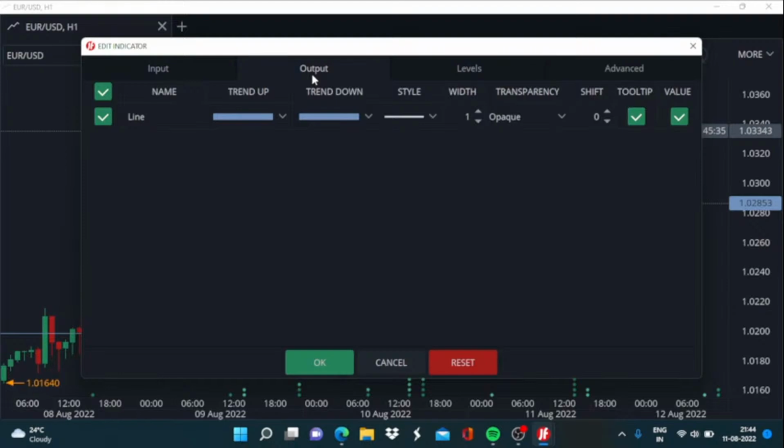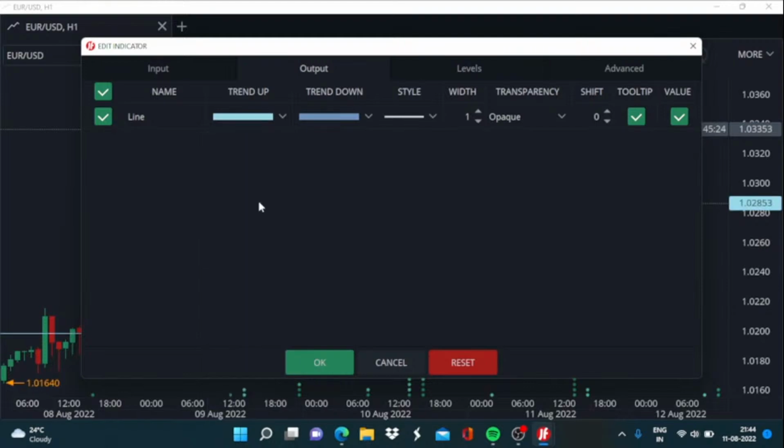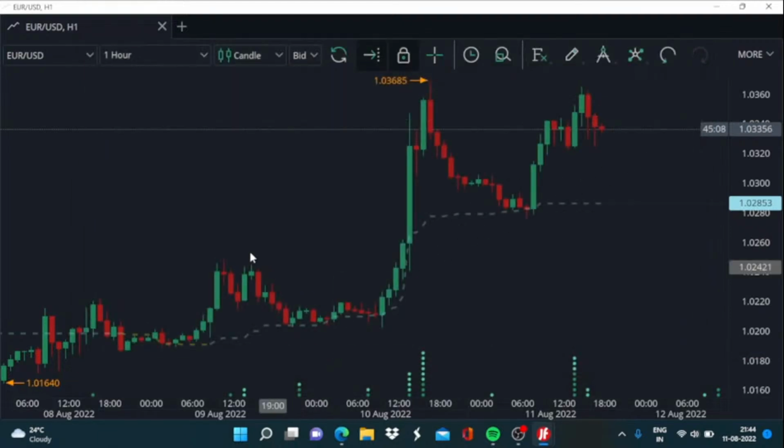Coming to its output, we are using this simple color combination. If you want to make it more colorful, you can go for different color combinations. You can opt for a different color to denote the uptrend and another color to denote the downtrend. You can also make it more stylish, which can be increased. The transparency option is also there, so you can play around and see how it looks.